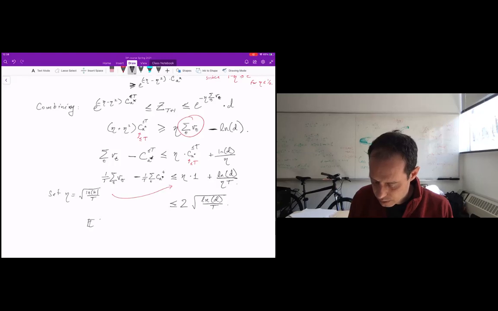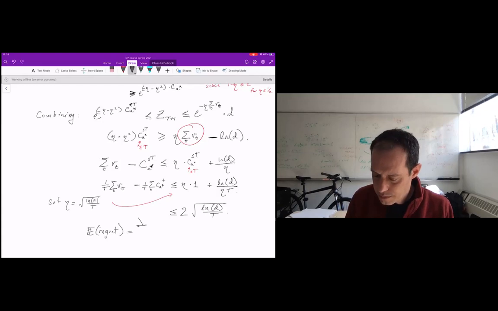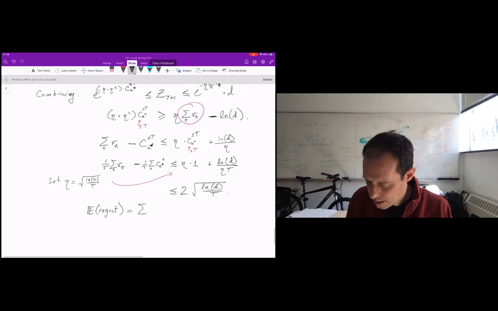So my expected regret is equal to the sum over time steps of the expected cost at time t minus the expectation of the cost of the best action in hindsight, the best hindsight action.